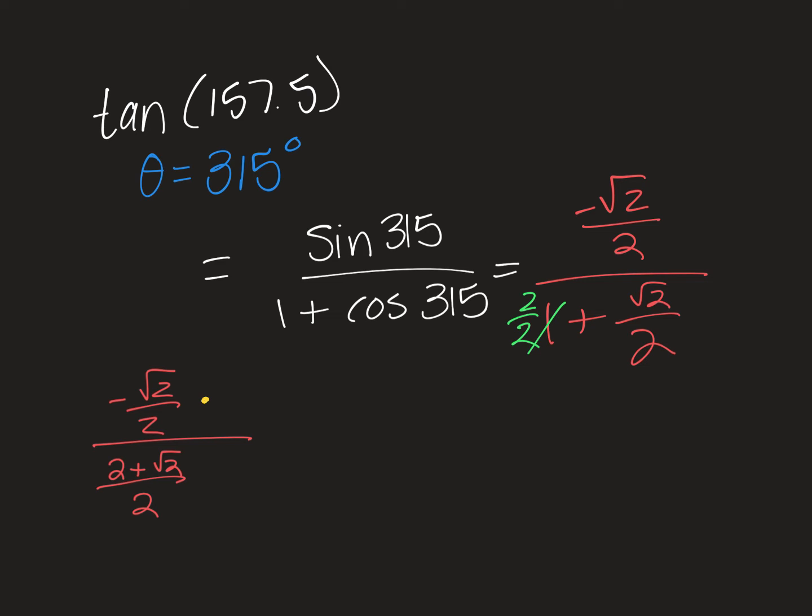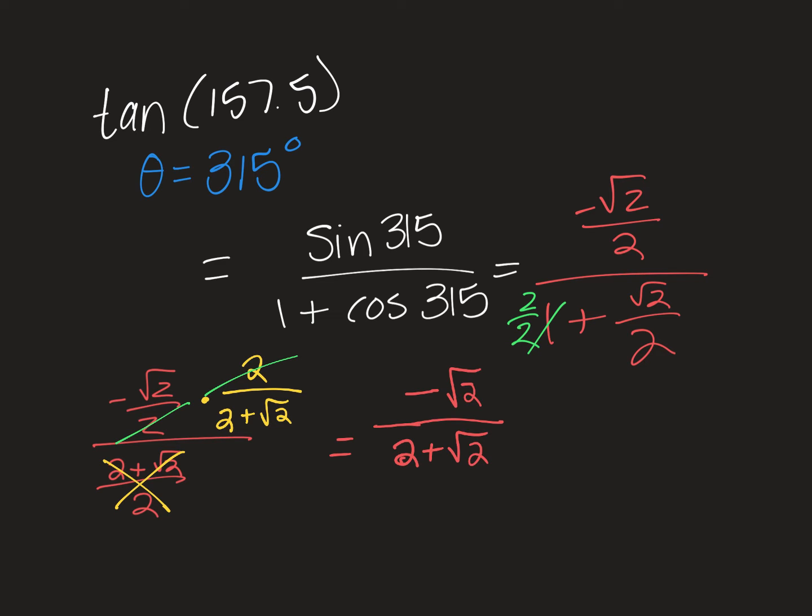So that means we're going to now multiply the top by 2 over 2 plus square root of 2, which makes that go away. So these 2's can cancel out diagonally, right? So we're left with negative square root of 2 over 2. Oh, my stupid pencil. Those square root of 2's can't cancel out because you're adding. Yes, good job, Daniel. Right.